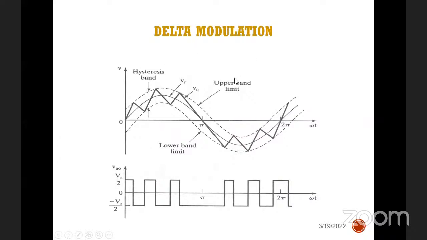Next one is delta modulation. Here we take a hysteresis band. There is a lower band limit, and this is the higher or upper band limit. In between that we are going to fit the carrier signal, and the reference signal we are going to take as a sinusoidal signal like this. Because of this, this is the output voltage which we can get by using the delta modulation technique.